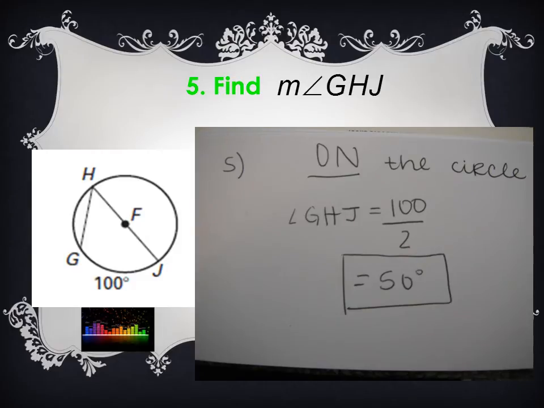We are asked to find angle GHJ. The vertex of this angle is on the circle, therefore we have an inscribed angle. The inscribed angle formula is angle equals arc over 2. The arc that is created from angle GHJ is arc GJ. It is 100 degrees. So we divide 100 degrees by 2 to get our angle, which is 50 degrees.